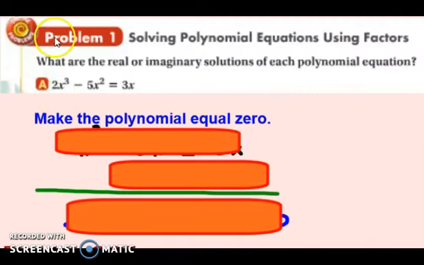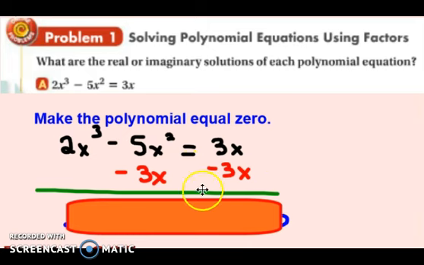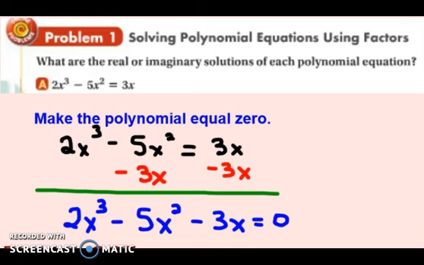In problem number 1, we're going to solve the polynomial equation 2x cubed minus 5x squared equals 3x. First thing I need to do is make it equal to 0. So I'm going to subtract 3x from both sides. Then I get 2x cubed minus 5x squared minus 3x equals 0. My degree is 3, so I have to have 3 solutions here.